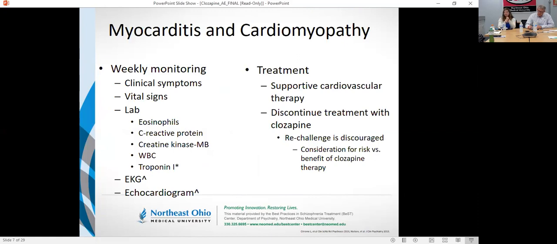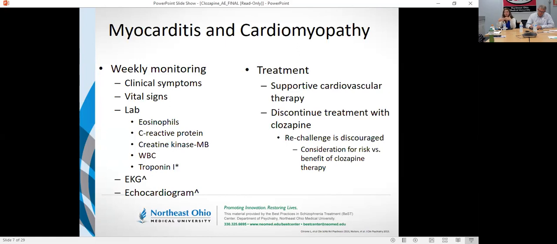Treatment is supportive for their cardiovascular complaints. They recommend discontinuation of the clozapine. If it's identified to be myocarditis or cardiomyopathy, there is a relative discouragement of re-challenging with the clozapine, but there is a caveat that the benefit of using treatment must outweigh the risk.